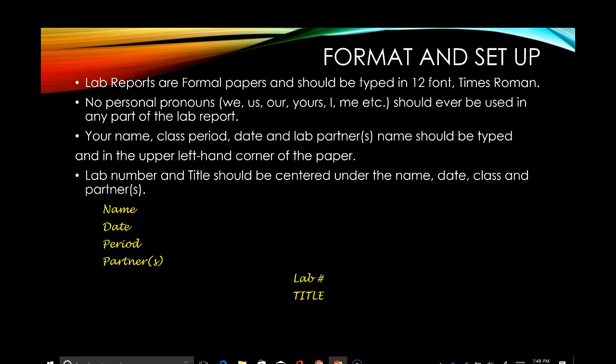You're going to start on your paper. Usually you're going to use some sort of Word program where in the upper left-hand corner you're going to put your name, your date, the class period that you normally have class, and then you're going to list your partner or partners. Full names, not just their first name and last initial. Then you're going to skip a space and you're going to hit center. And you're going to type out the lab number, and then under that the title of your lab. So that's the first part of the setup.